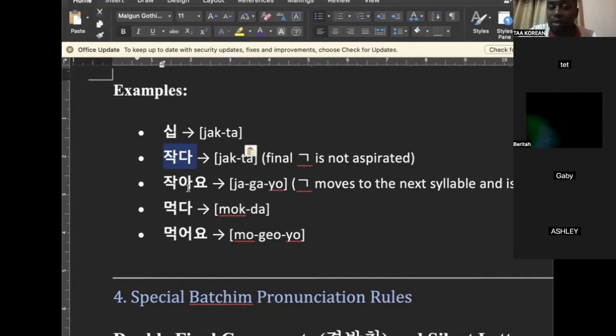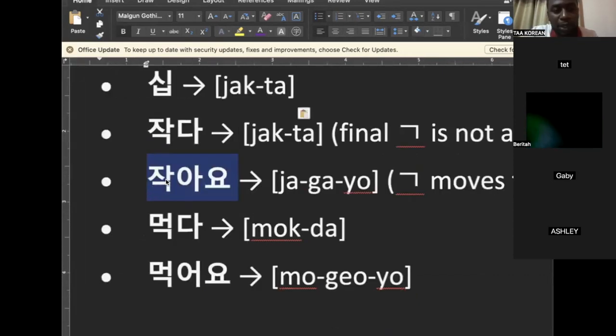Therefore, the same thing in Korean: chakta is the basic form. Nobody speaks like that. That house, chakta. Chakta means small, by the way, ndogo kwa Kiswahili. So that house, chakta. No, you have to use chagayo. Now, we have this G here. In chagayo, it's easy.